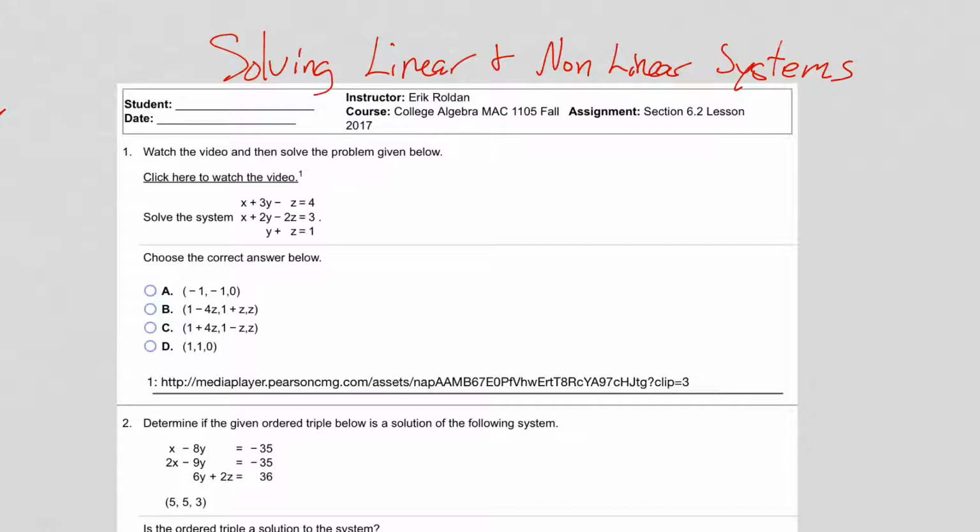This is going to be chapter 6.1 and 6.2 together because they both have to do with solving linear and non-linear systems. The difference would be that 6.1 would be two equations, which is more of a review. And then 6.2 would be three equations. And this is the one that's going to be on the final. It's the new stuff.